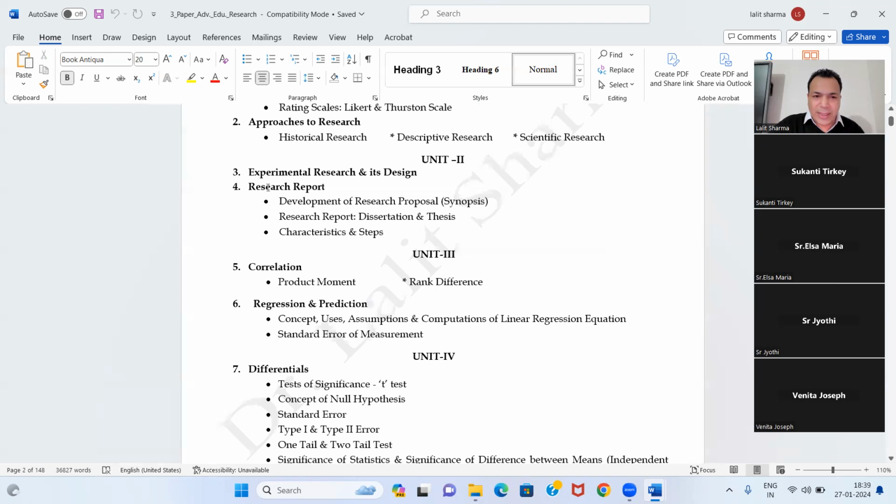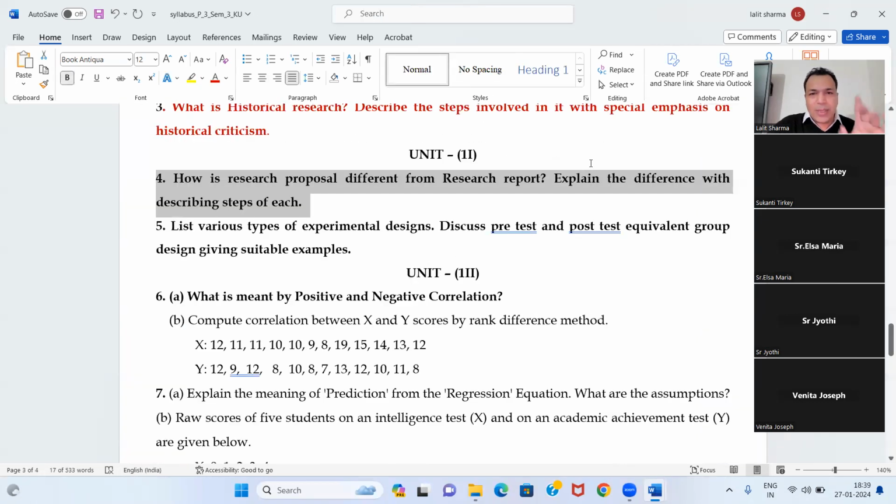ये देखो, ये syllabus में, right? Research report है, synopsis है, characteristics and steps है ना? 4 part है ना? 4 things है, right? तो अब ये देखो, what the examiner has done. Examiner has asked all the 4 things.